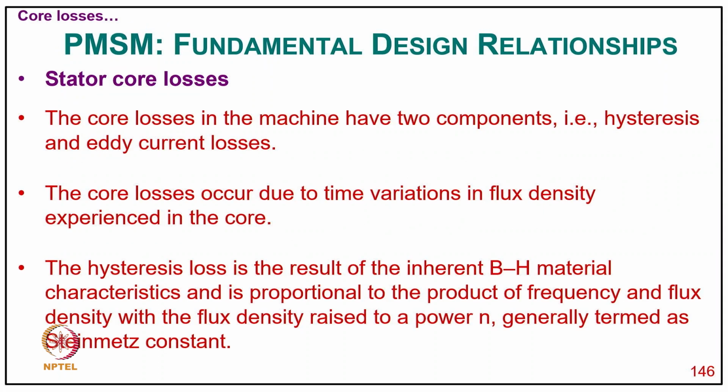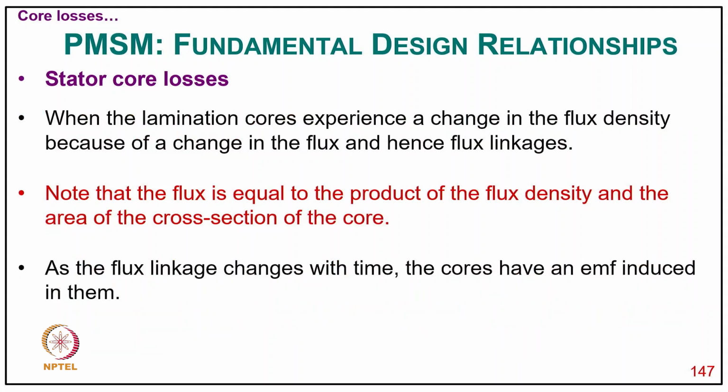Usually for low speed machines with a low pole number, it is not unusual to ignore them for initial design or sizing. So now coming to stator core losses, the core losses in the machine have two components, hysteresis and eddy current losses, and the core losses occur due to the time variations in flux density experienced in the core. The hysteresis loss is the result of the inherent material characteristic and is proportional to the product of frequency and flux density, with the flux density raised to a power n, generally termed the Steinmetz constant.